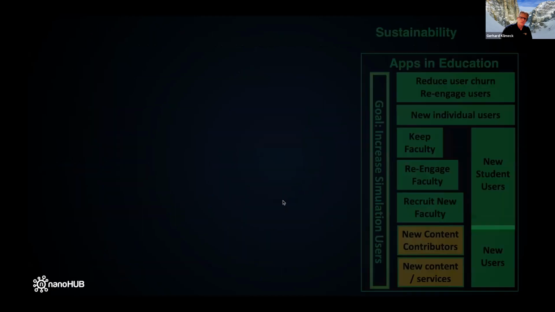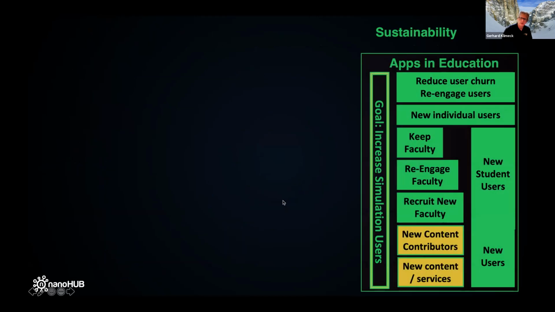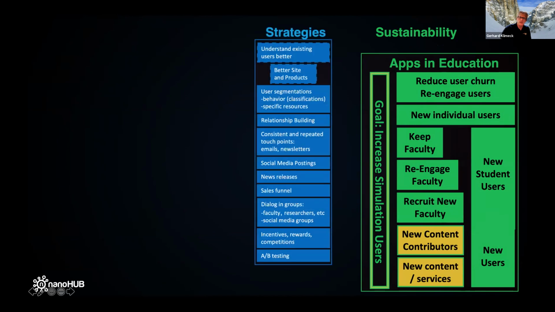So that covers one ground, but the next one is how do we keep track of this? How do we operate in this sustainability model? What we want to do is reduce user churn, get new users, keep the faculty we have because they're multipliers of users, re-engage faculty that went away, recruit new faculty, and ultimately new content contributors and new services. We have some ideas and strategies. They all revolve around understanding users, building relationships, and having touch points.